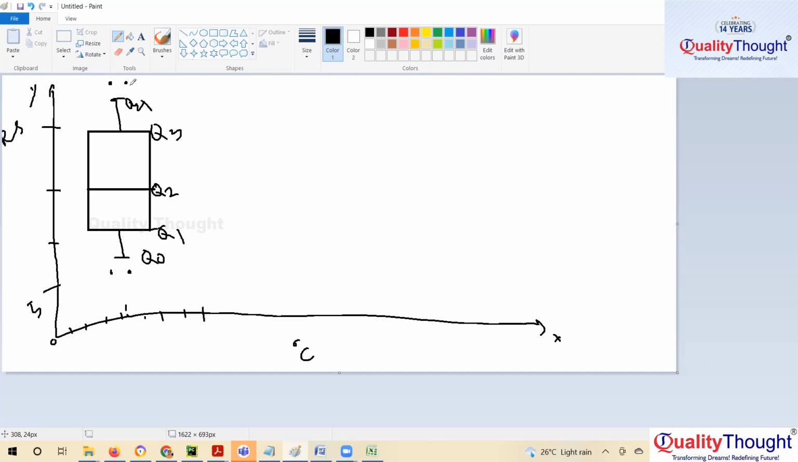Quartile 1, 2, and 3: so the box represents quartile 1, 2, 3. The handles represent the minimum value and the maximum value. Okay. There would be some dots here which are called outliers.